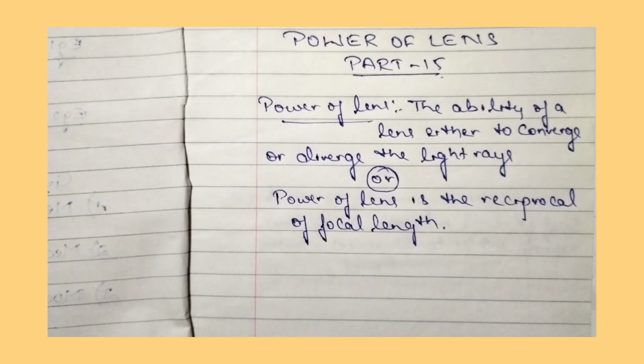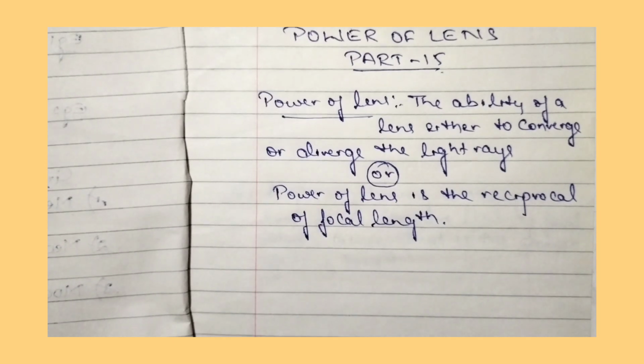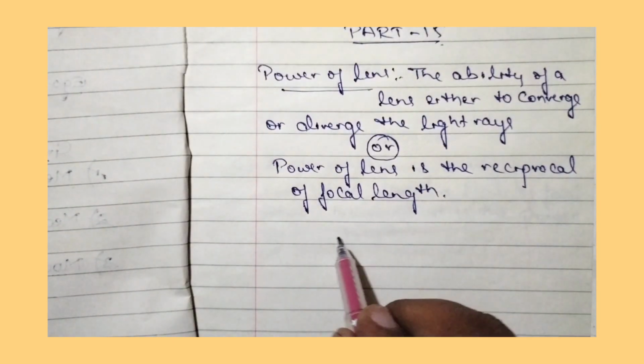If this question is asked, it will be asked for 1 mark. So you can define either the ability of a lens either to diverge or converge the light rays, or the power of lens is defined as the reciprocal of focal length. You can write either of the two as the definition.